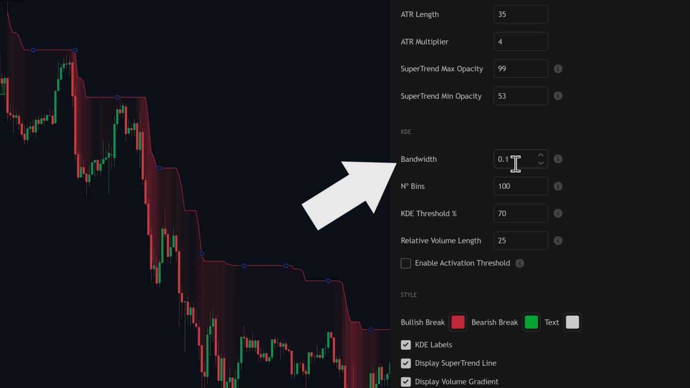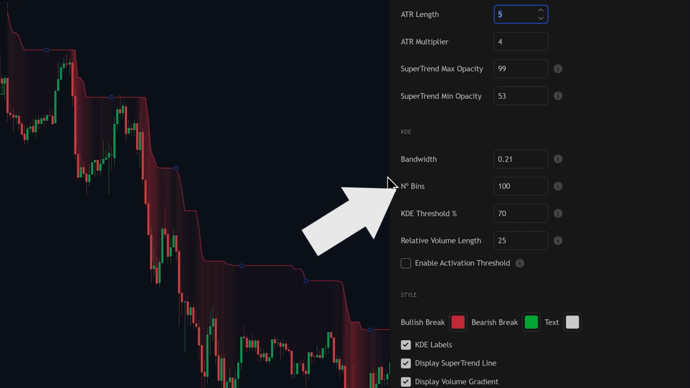Bandwidth controls how smooth the KDE curve is. Lower bandwidth makes it more sensitive to the most recent and most specific patterns, which can be sharper but noisier. Higher bandwidth smooths things out, which can reduce noise but also reduce responsiveness.